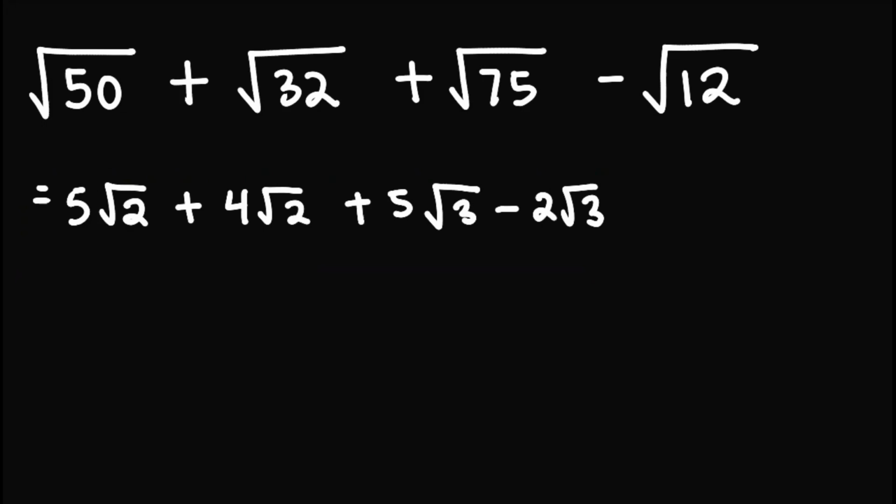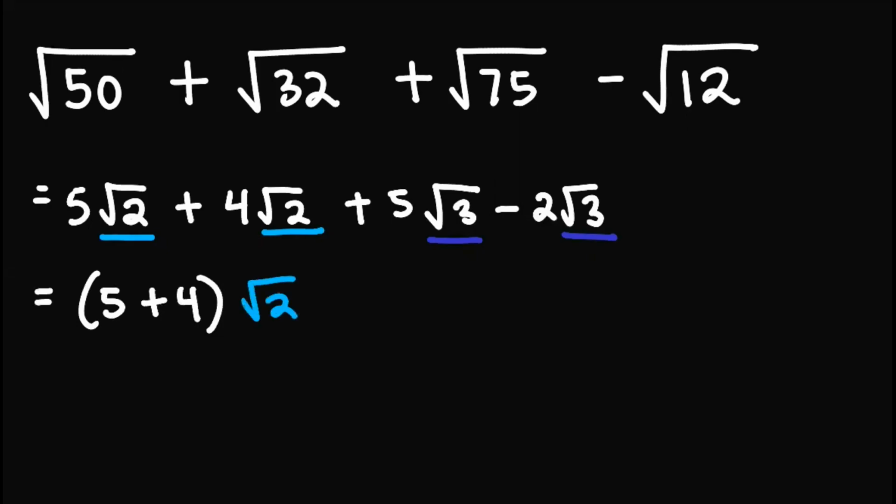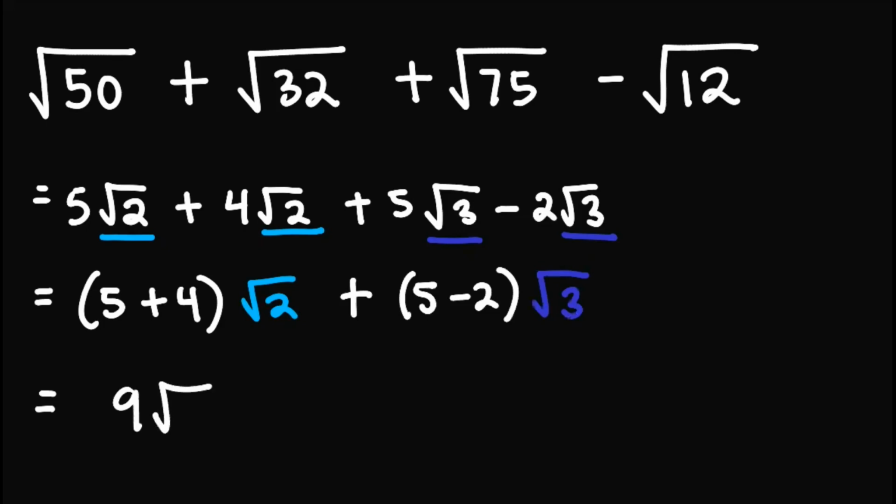Since we can observe that these two are similar and these two are similar as well, we can write this one as 5 plus 4 square root of 2 plus 5 minus 2 square root of 3. Simplifying, we obtain 9 square root of 2 plus 3 square root of 3. And that is the answer.